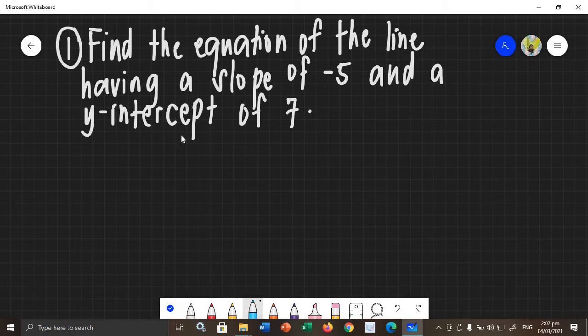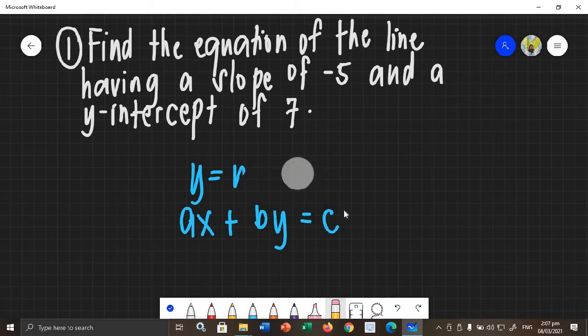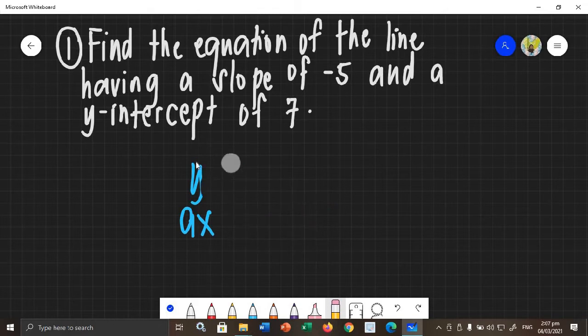When we talk about the slope-intercept form of a line, it is an equation in the form y is equal to mx plus b. Okay? Kapag naman sinabi natin standard form of linear equation, that is ax plus by equals c. So, don't be confused by these two forms of equation. Yun lang kasi gagamitin natin yung mga forms ng equation na yan to solve this problem. And you should know.